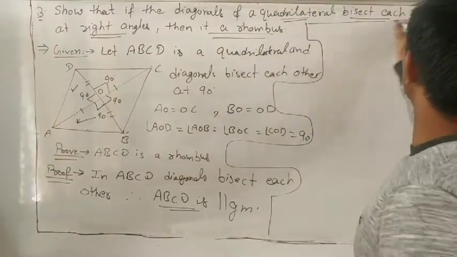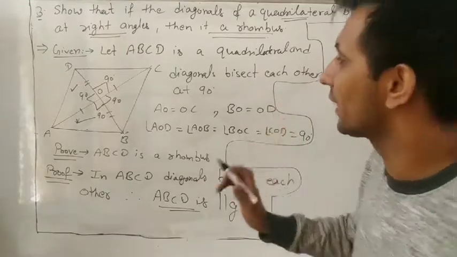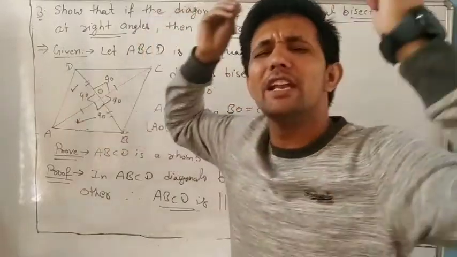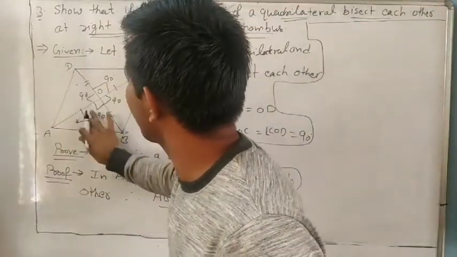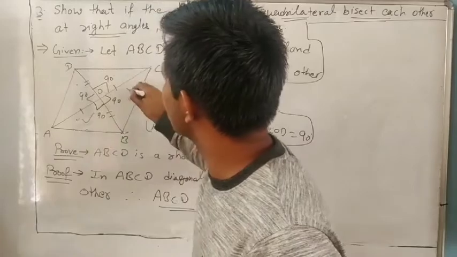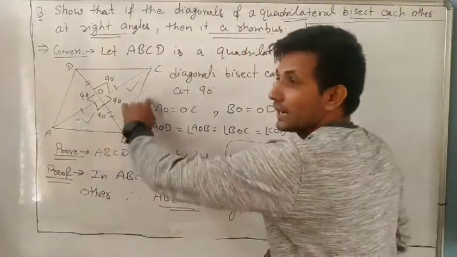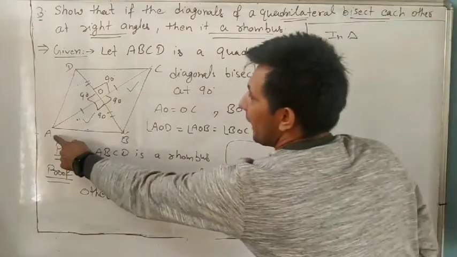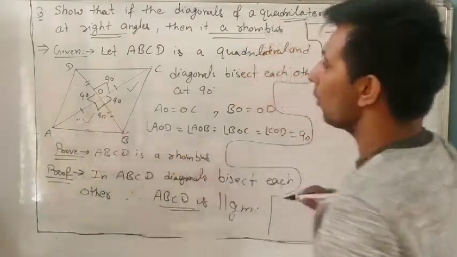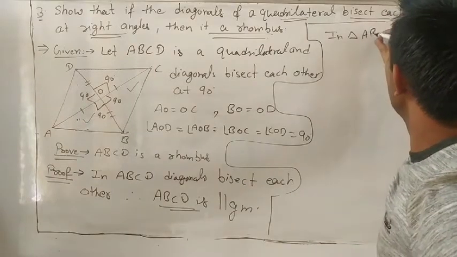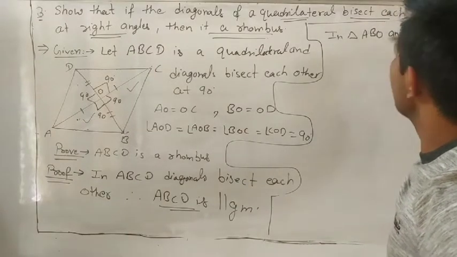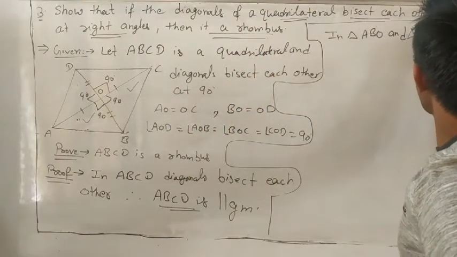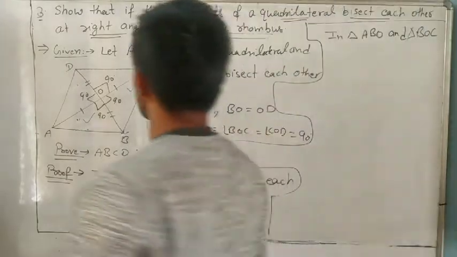So now we will take two triangles. Any two triangles you can take. We want to prove that AB equals BC equals CD equals AD. So any two triangles you can take. You can choose not only this triangle and this triangle, because we want to prove that all sides are equal. So write in triangle ABO and triangle BOC. Any two triangles you can take.